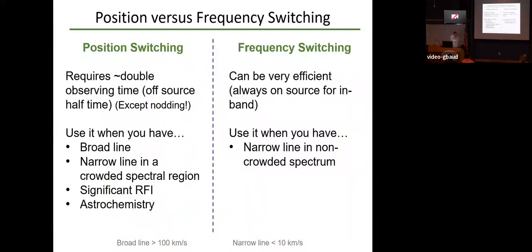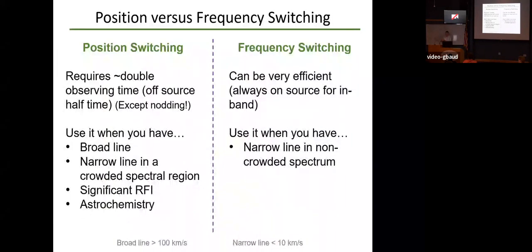Any questions here? Because we are going to move on from position versus frequency. Yeah, this might be a naive question, but what are some actual examples of when you would have a narrow line in a non-crowded spectrum?